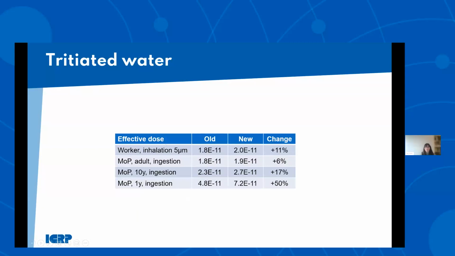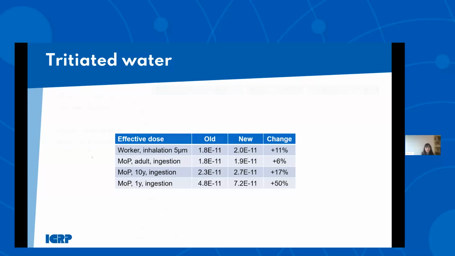So I've put the inhalation 5 micron, just because 5 micron is obviously the standard for the worker, and you would assume inhalation. We've got an 11% change. For the members of the public, I've picked the ingestion doses just because you would expect members of the public to be exposed more to foodstuffs. So you can see that for the adult, we've got a 6% increase, 10-year-old 17% increase, for the 1-year-old 50% increase.